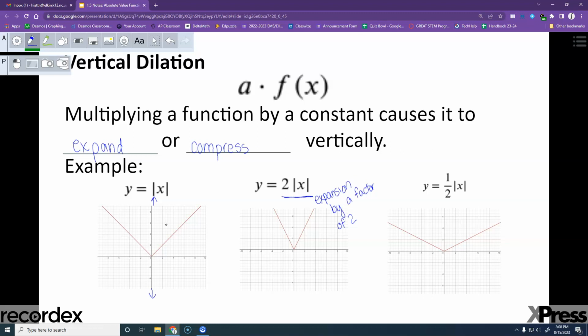If we have a small number here, for numbers between 0 and 1, so if we have a fraction between 0 and 1, we're going to get a compression. So this would be a compression by a factor of 1/2. And whenever we do that, it's going to squish the graph. It's going to make it shorter and fatter here. So let's go on to see what we'll do with some examples here.